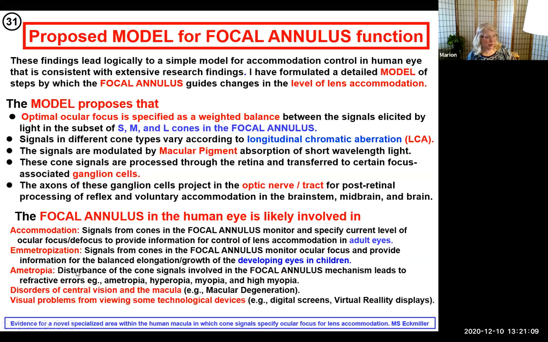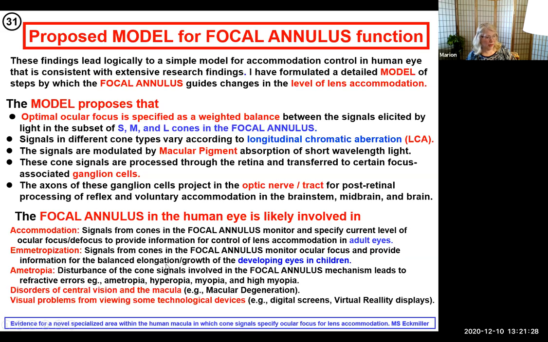However, if there is some disturbance in that balance, then the eye of a growing child will become ametropic, like myopic or hyperopic, or even have high myopia.